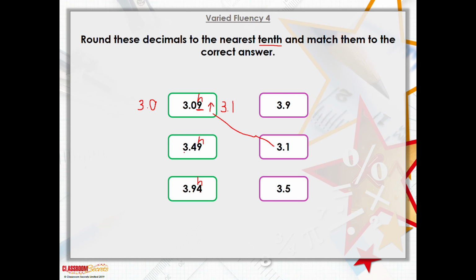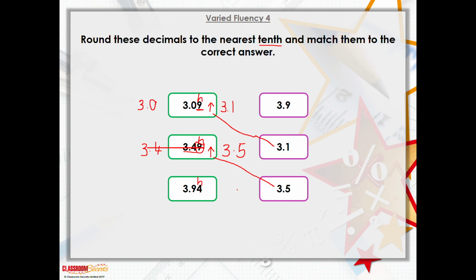Let's have a look at this next one. We've got 3.49. So this side of 3.49 must be 3.4. And the next tenth up would be 3.5. Yeah, 3.4, you've got 4 tenths. Next tenth up, 3.5, because you've got 5 tenths. Again, we're looking in the hundredths column. I've got a 9, so that tells me to round up. 3.49 rounded up to the nearest tenth would be 3.5.